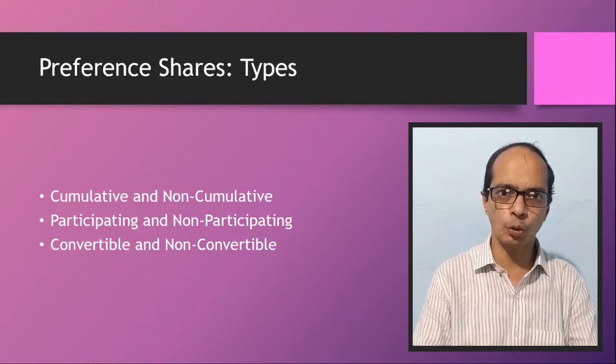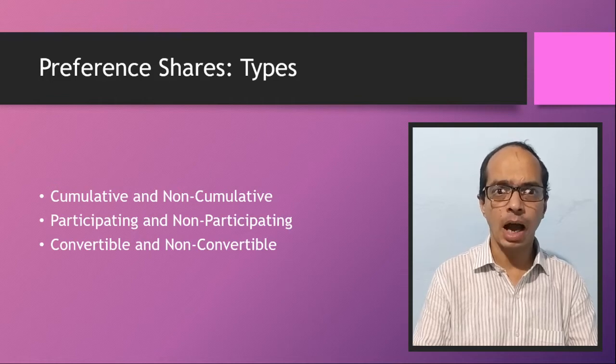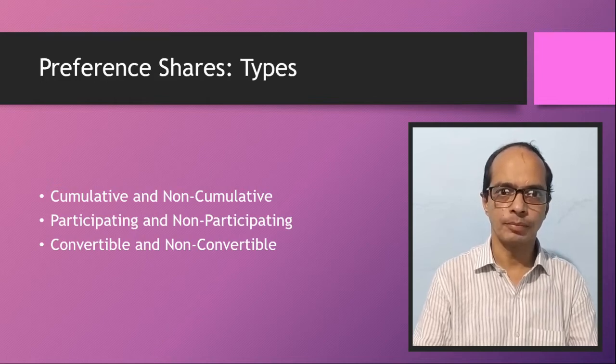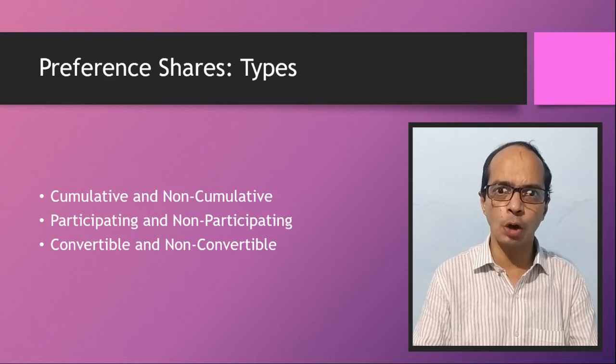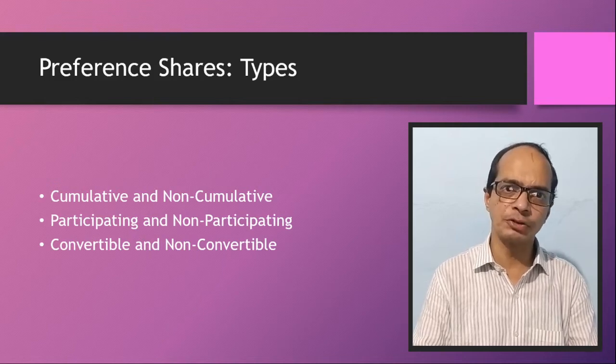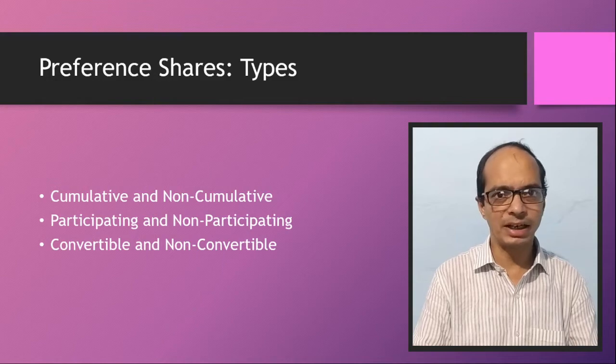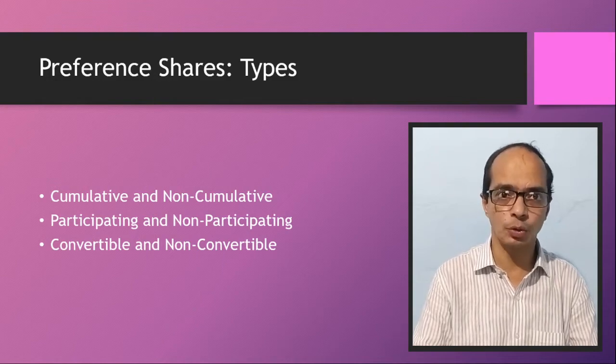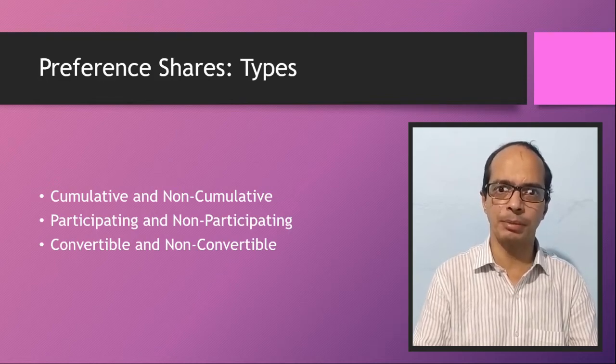If shareholders have right to get previous year unpaid dividend out of current year profit, they are called cumulative preference shareholders. For example, if dividend for 2019 was not paid due to non-availability of sufficient profit, this dividend can be paid with the dividend of current year to the cumulative preference shareholders. If this right of previous year's payment of dividend out of future profit is not provided to shareholders, these are known as non-cumulative preference shareholders.